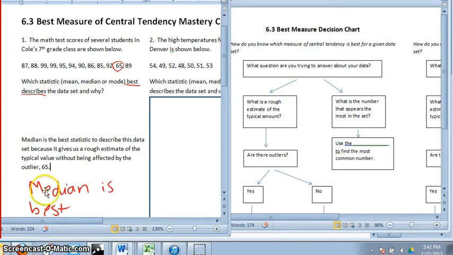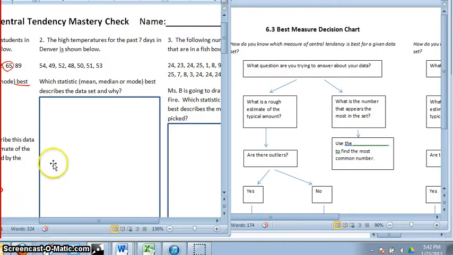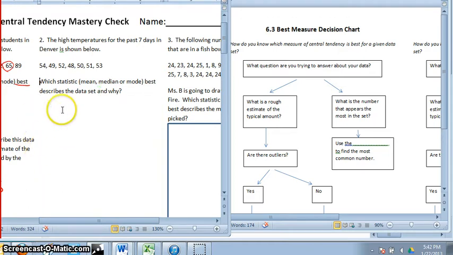All right, so there you have that answer. Median is the best statistic to describe this data set because it gives us a rough estimate of the typical value without being affected by the outlier 65. Let's go ahead and look at number 2. Number 2 says the high temperatures for the past 7 days in Denver are shown below. Which statistic best describes this data set and why?